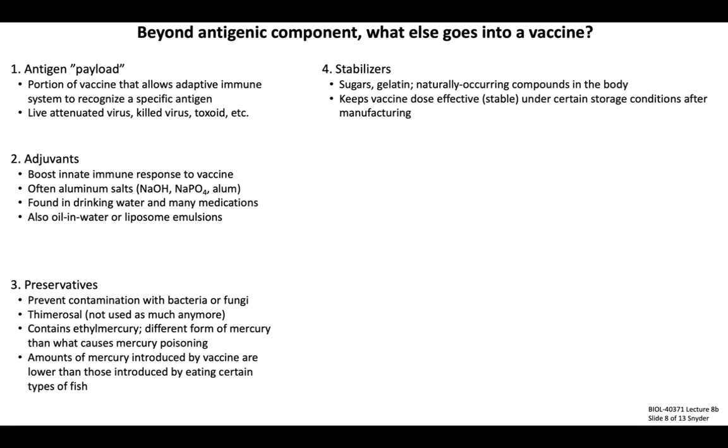Vaccines also require stabilizers like sugar or forms of gelatin that can help keep the vaccine doses stable under controlled storage conditions. These are naturally occurring compounds in the body with no known toxicity effects.